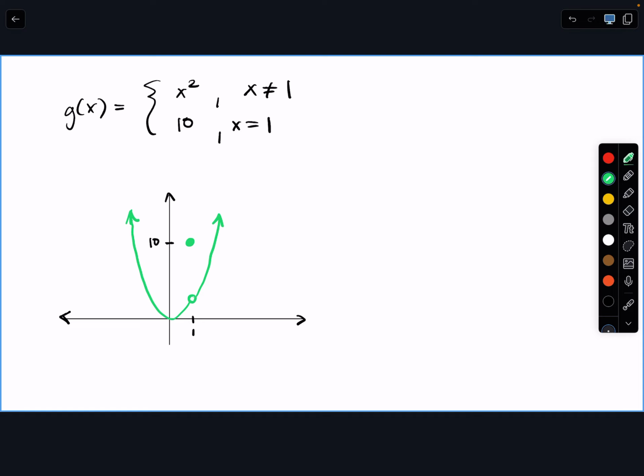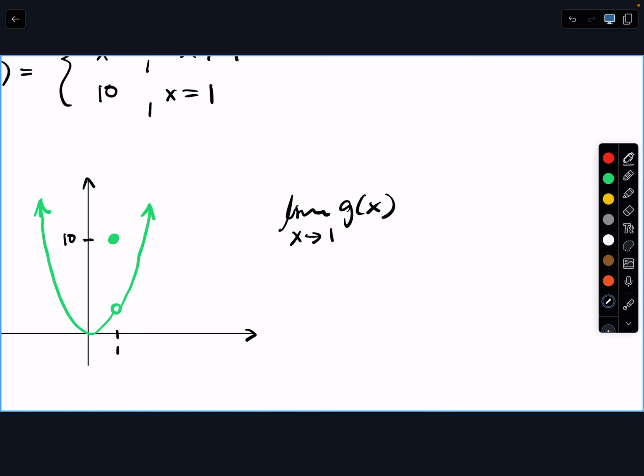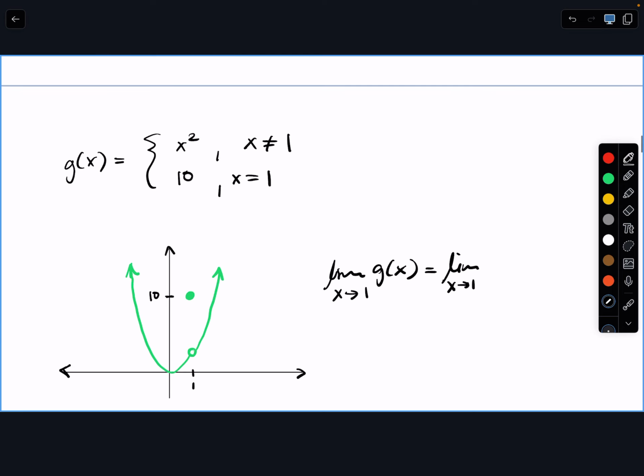So we would say the limit as x approaches 1 of g of x is equal to what? 1. And it would be the same thing as thinking about the limit as x approaches 1 of x squared, right? And then using direct substitution there.